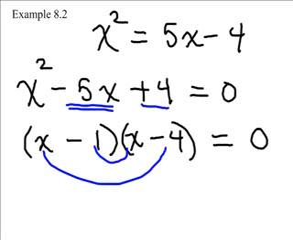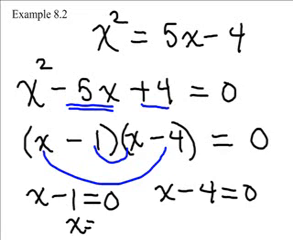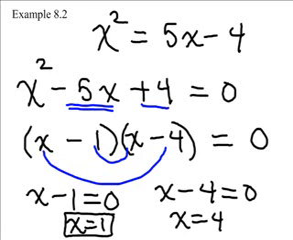Okay, so I have two factors multiplying to 0, so one of them needs to be 0. So either x minus 1 is equal to 0, or x minus 4 is equal to 0. So if x minus 1 is equal to 0, then x equals 1 is one of my solutions. And if x minus 4 is equal to 0, then x equals positive 4, because 4 minus 4 is equal to 0, is my other solution.